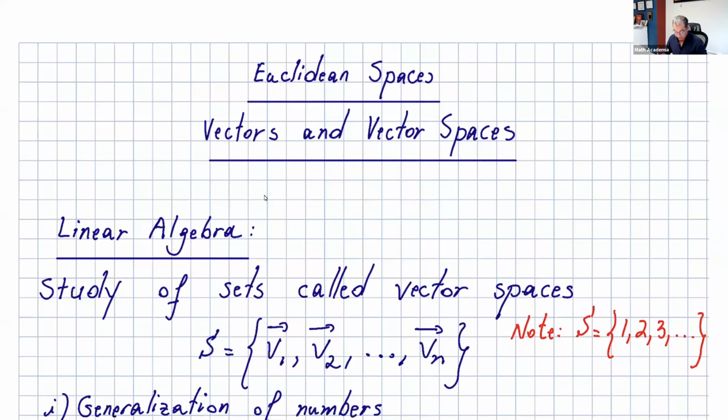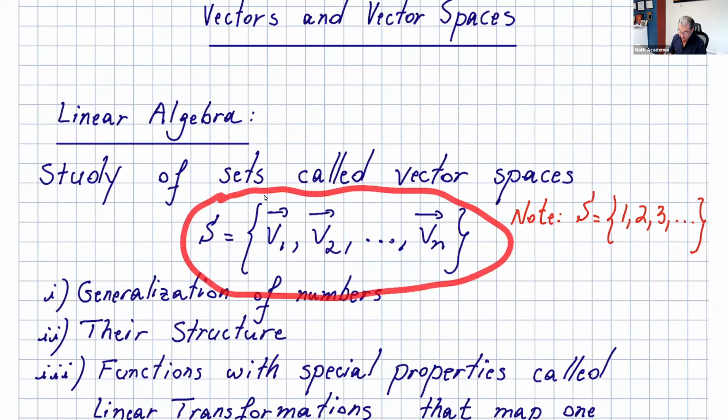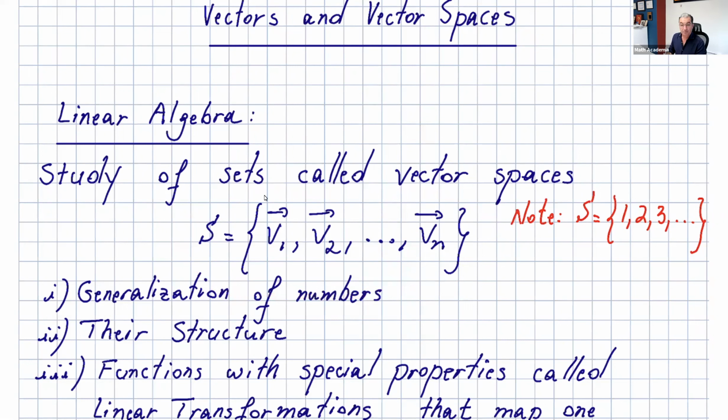But before starting, let's talk about linear algebra. What's linear algebra? Linear algebra is the study of sets called vector spaces. So that's a set. And just to refresh your memories, here's a little example of a set. This is the set notation, so you use those curly brackets. And this is just a set of natural numbers, or counting numbers, 1, 2, 3, 4, 5, 6.